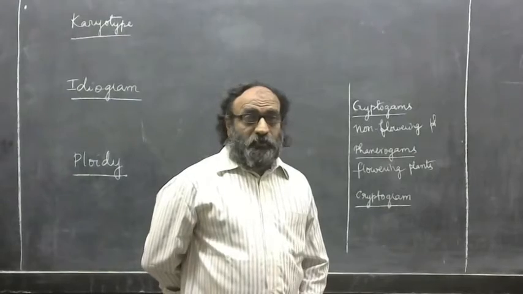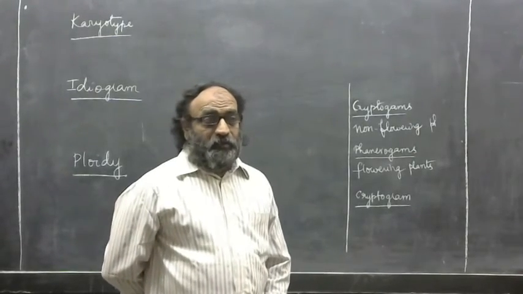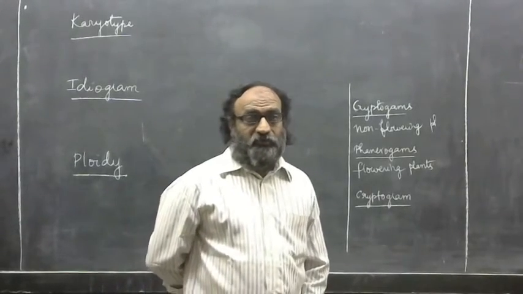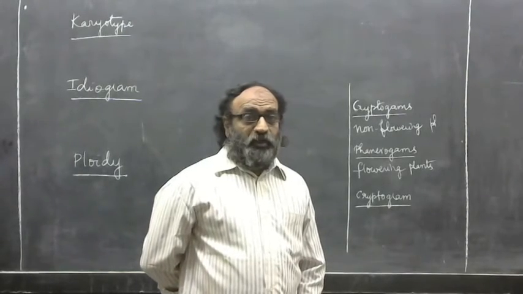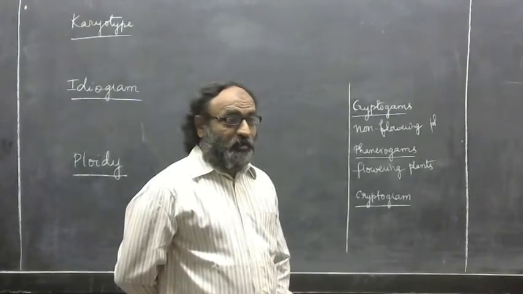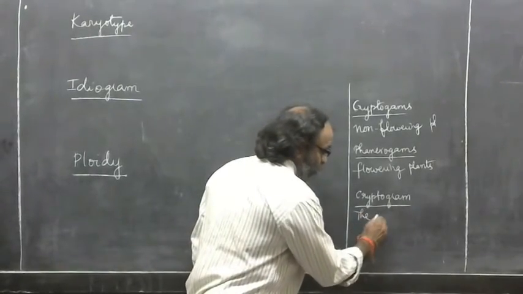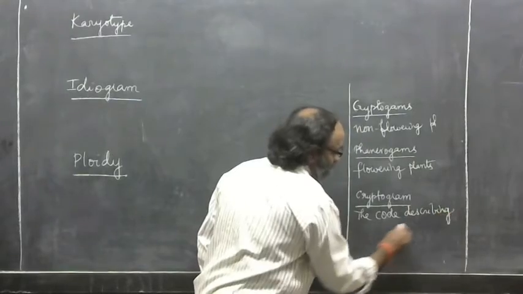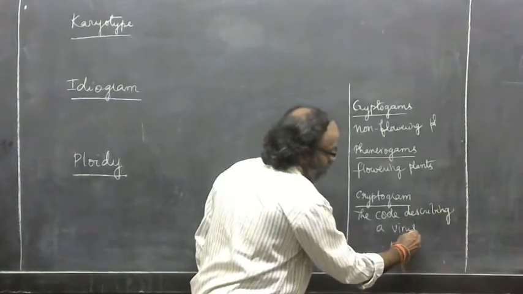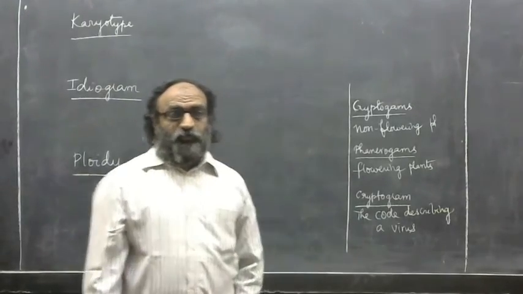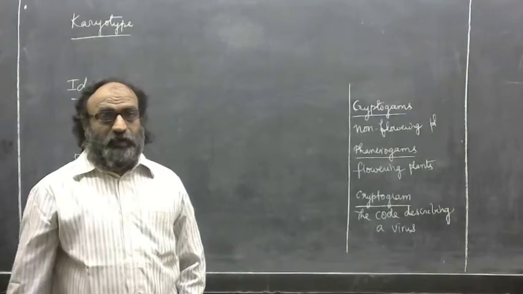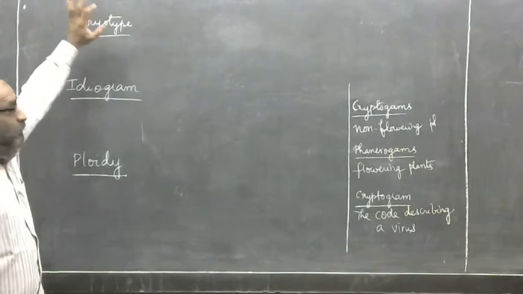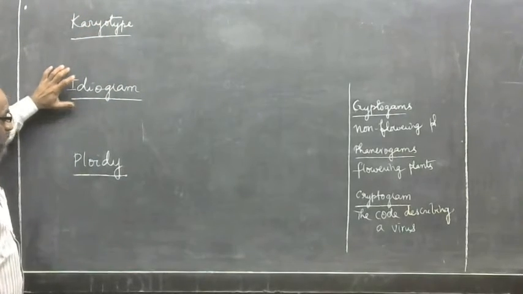And what is a cryptogram? A cryptogram is the code describing a virus. The code describing a virus is a cryptogram. Now let me define what is karyotype, what is ideogram, and what is ploidy.